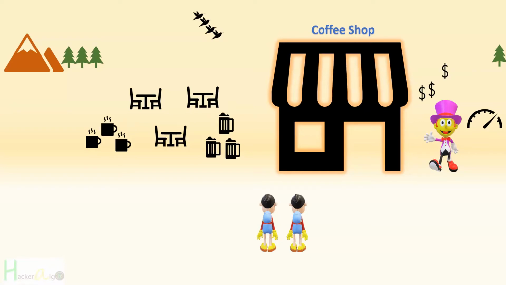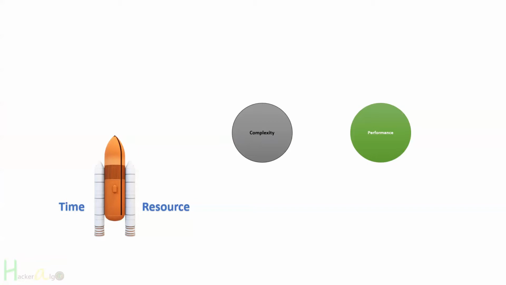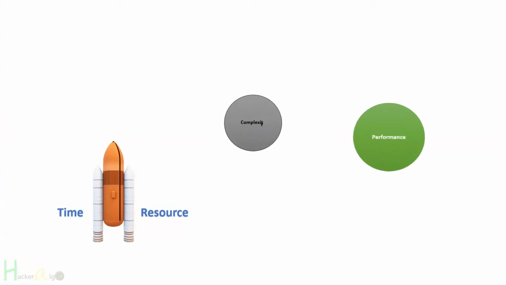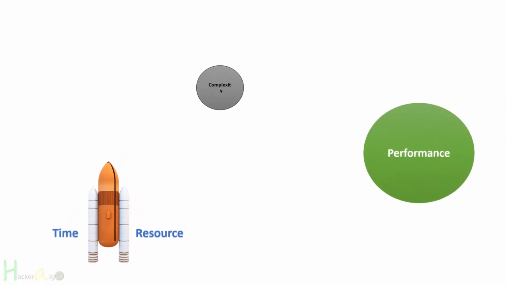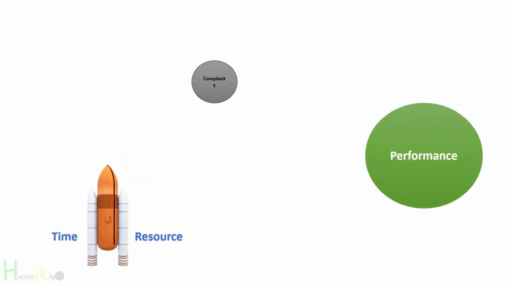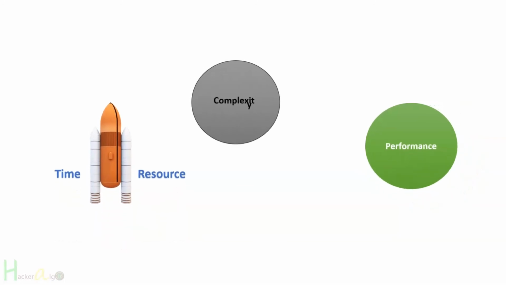So it is important to measure these factors before writing any algorithm, as less time and less utilization of resources always increase the performance of an algorithm. Here, time and space are inversely proportional to the performance.